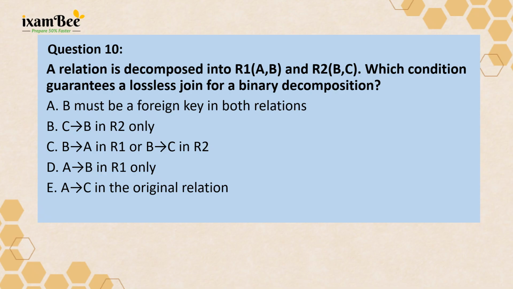Now, in this question, a relation is decomposed into R1(AB) and R2(BC). Which condition guarantees a lossless join for a binary decomposition?